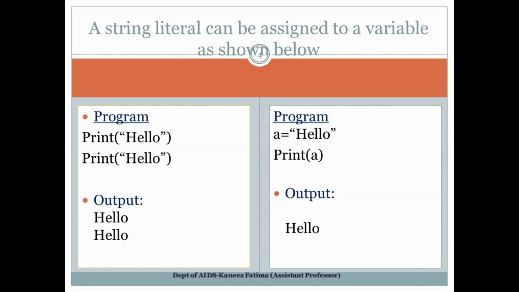A string literal can be assigned to a variable as shown below. There are two programs represented here. In the normal program, we just want to print hello, so we use the print keyword, print of hello, and we get the output hello. In the other program, I'm assigning a string literal to a variable. Here a is a variable which is assigned the string hello, using single or double quotes, and then print of a. So a is assigned the value hello, and print a gives the output hello.